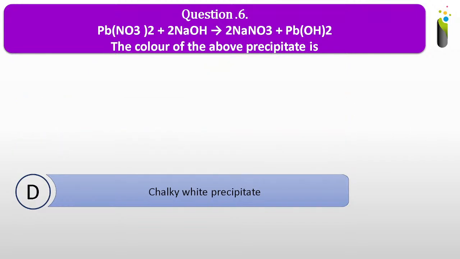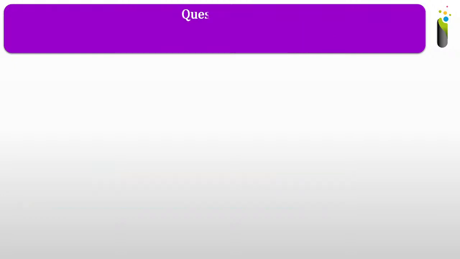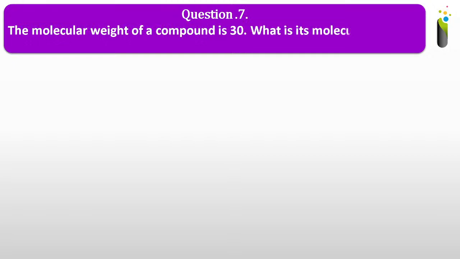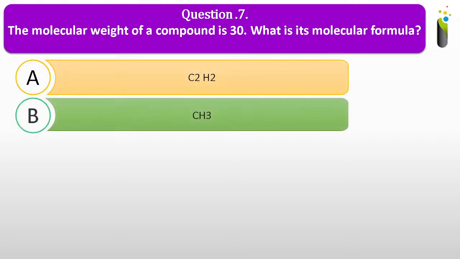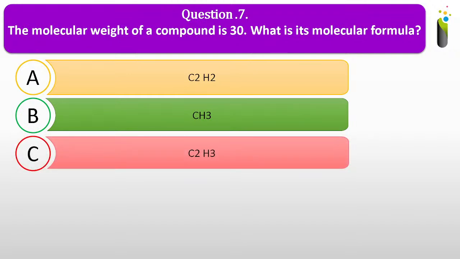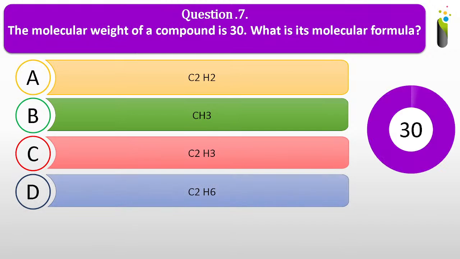Very good, Kanak Kapil. Very good, Arushi Shah. Very good, Reshma. Very good, Mr. Morgan. Correct answer is D, that is chalky white precipitate. Question number 7. The molecular weight of a compound is 30. What is its molecular formula? A. C2H2, B. CH3, C. C2H3, D. C2H6.